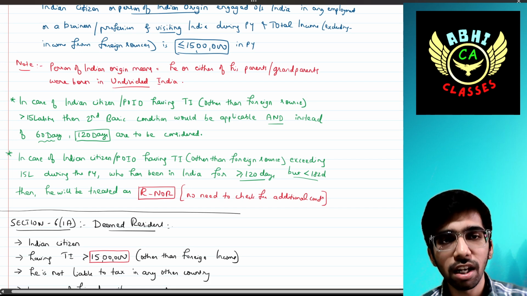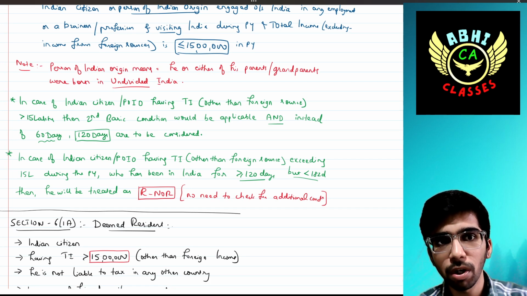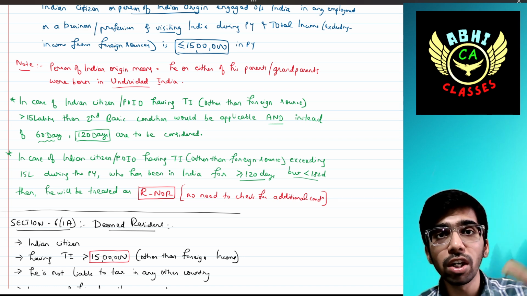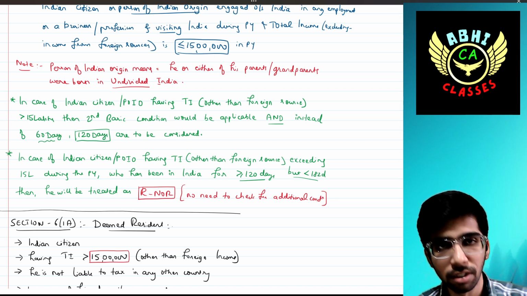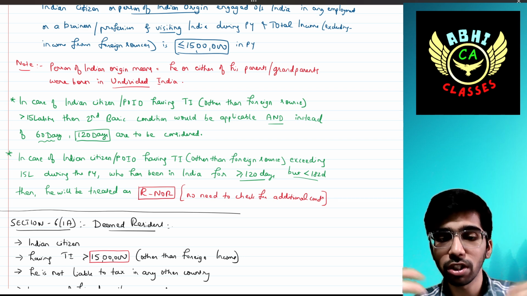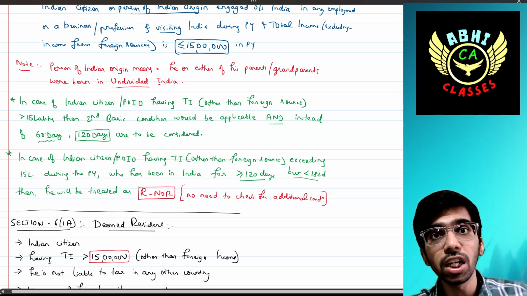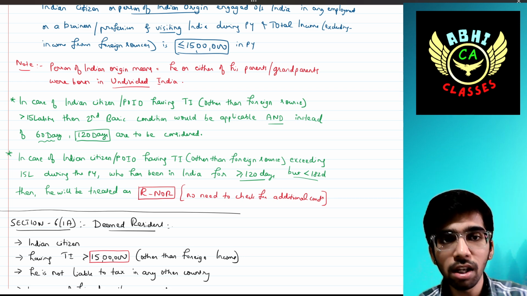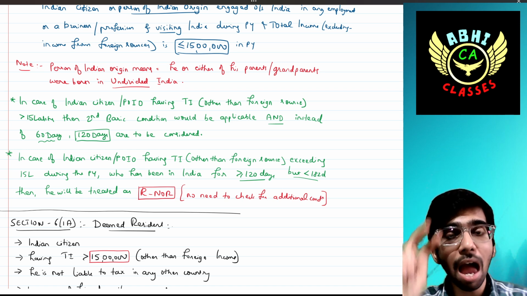In the case of an Indian citizen or a person of Indian origin, POIO, having total income other than foreign source that is more than 15 lakh. Suppose I am of Indian origin or an Indian citizen having a business or employment outside India, visiting India, but Indian income is more than 15 lakh. Up to 15 lakh, the second basic condition should be ignored. If income is more than 15 lakh, then the second basic condition would also be applicable.